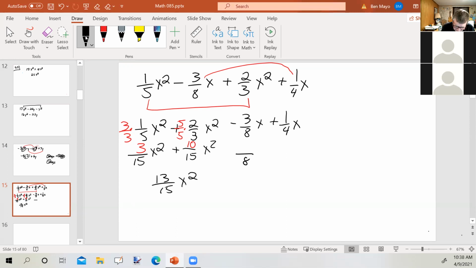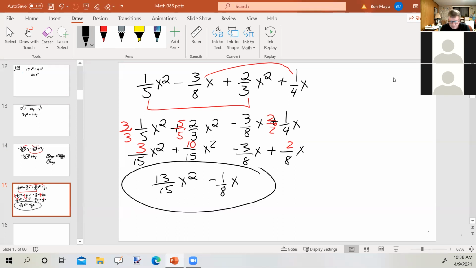8, correct. If it ain't broke, don't fix it, so we don't have to do anything to the first one. The second one, we're going to multiply by 2/2 to get 2/8. So 1/4 becomes 2/8. Well, now I've got minus 3/8 x plus 2/8 x, which would be minus 1/8 x. And here we have the polynomial simplified and written in descending powers of x. Again, any questions about the process we just went through?